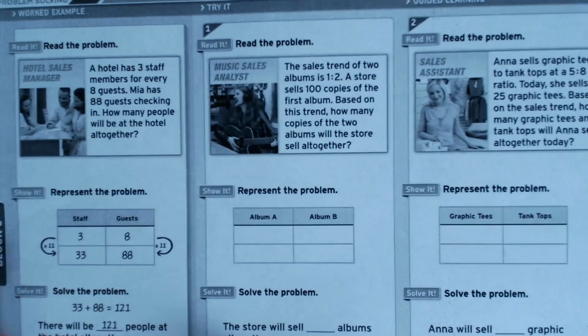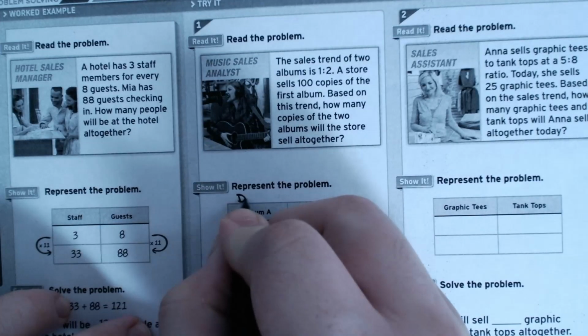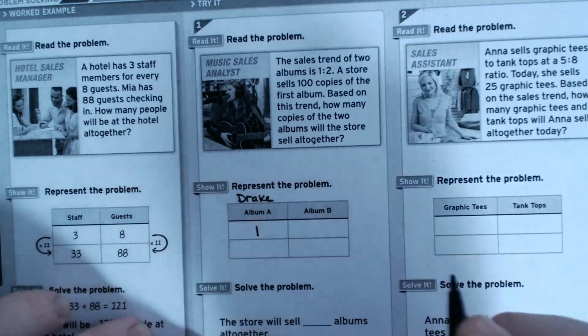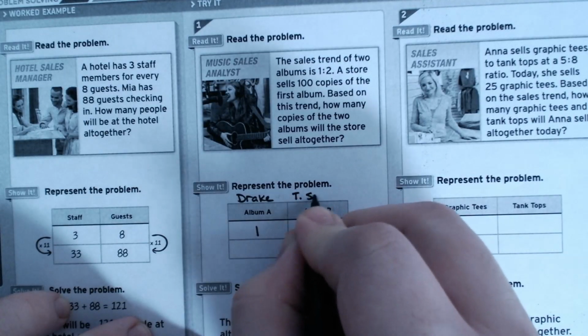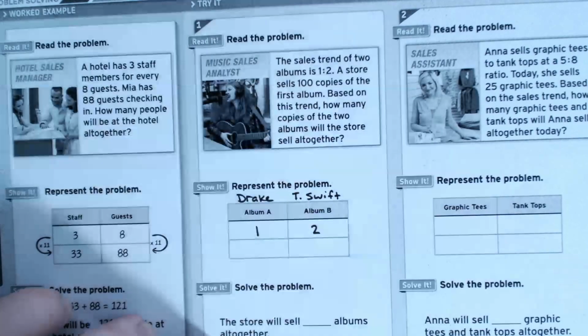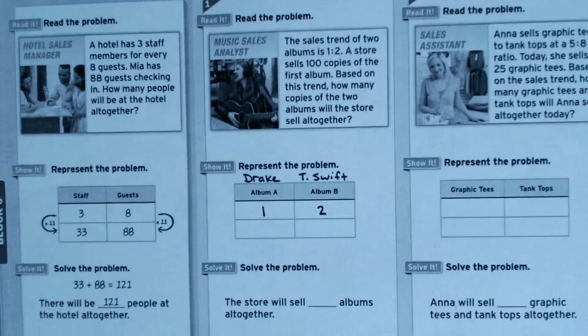So, the ratio is 1 Drake album for every 2 Taylor Swift albums. Yes, I am Swiftie for life.